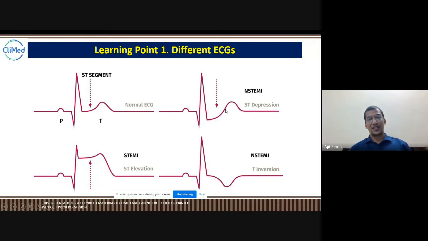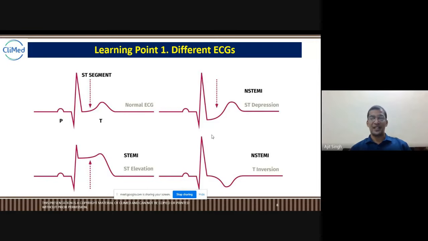One is ST depression, which we have seen in the anterior leads, 2, 3, and AVF. Correct? And we have seen in the lateral leads, like 5 and 6, T inversion. T is going downwards, not upwards here. If you see that there is ST depression and there is T inversion, you know why we call it non-specific, or non-ST elevated MI, because there will be no ST elevation and it will be non-specific.